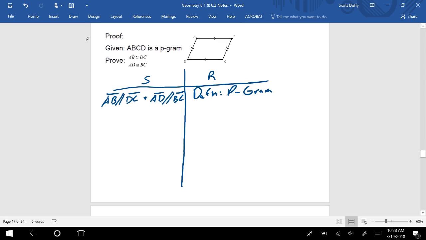Now, if I were to draw in a diagonal going from D to B, what I have just done is I've drawn a transversal cutting through the top and bottom, and also a transversal cutting through the two sides. So I can say that this angle and this angle are alternate interior angles if AB and DC are my parallel lines. I could also say that this angle and this angle right here are alternate interior angles if these are the parallel lines AD and BC.